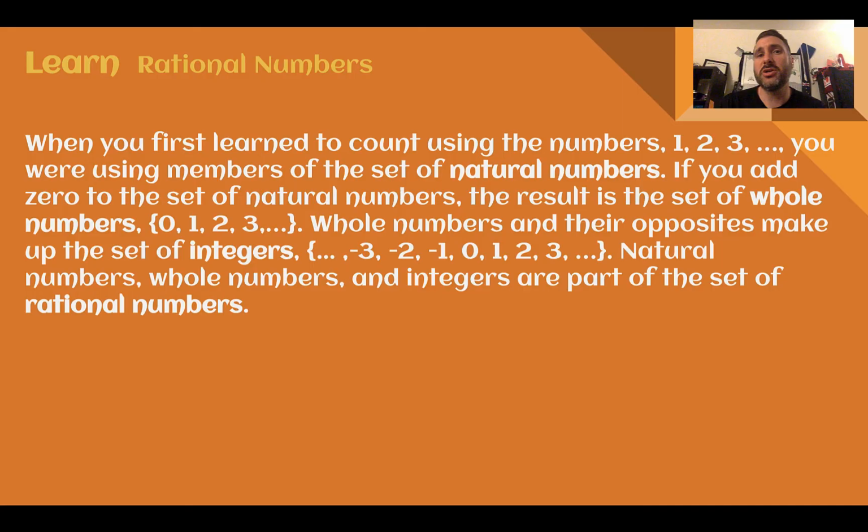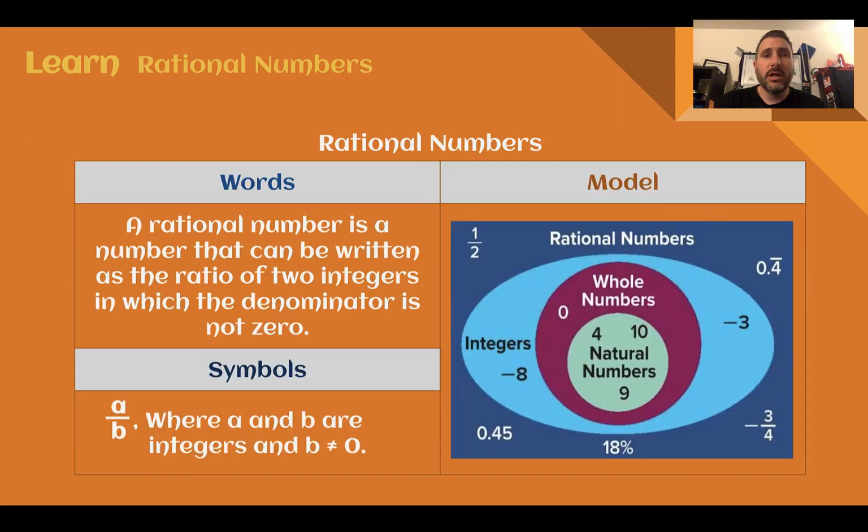And rational numbers are going to also include your fractions and some of the decimals. So rational numbers are numbers that can be written as the ratio of two integers, where the denominator is not 0, because we can't divide by 0. Which is why fractions are part of the rational numbers, since we're expressing our number as a fraction.